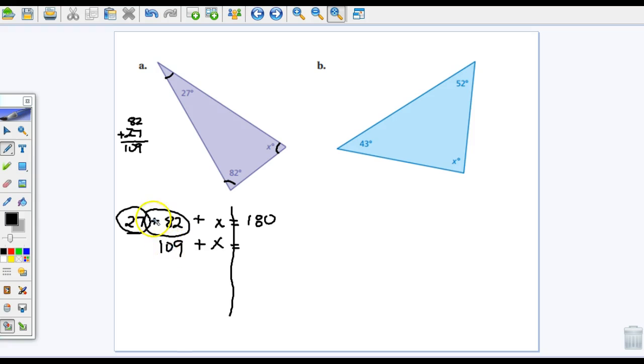So I brought down my 109. All I did was combine them. I didn't change this in any way. I'm also going to bring down my 180. There's nothing to combine over here, so I'm just bringing it down.